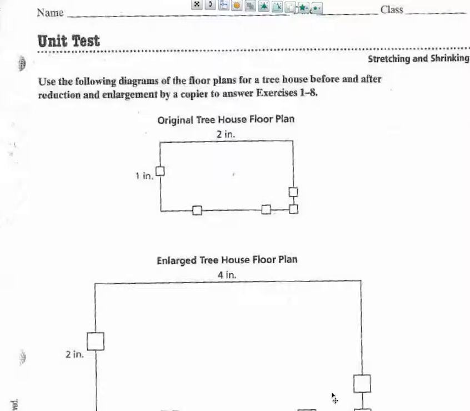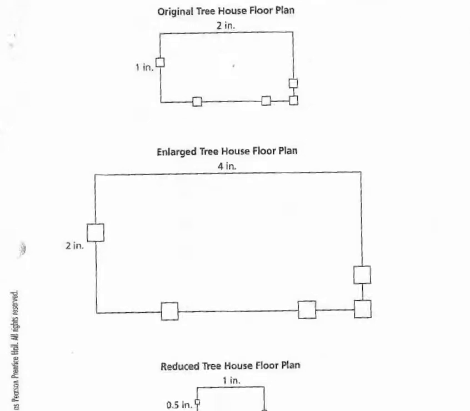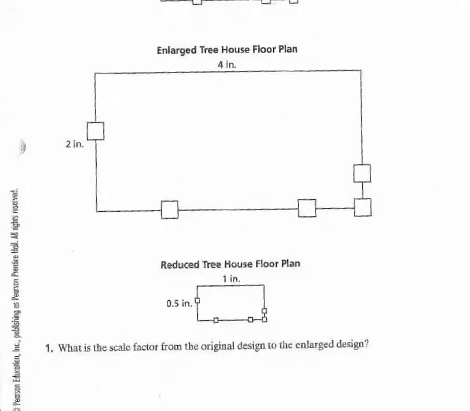So, the original tree house floor plan, 2 inches, 1 inch, and obviously that's going to be 2 inches. I'm assuming that our tree only produces branches that are squares. My enlarged tree plan, same basic idea, 4, 2, and I got my tree branches. And then my reduced one, 1 inch, half an inch, and I notice how all of the tree branches are happening in the same location.